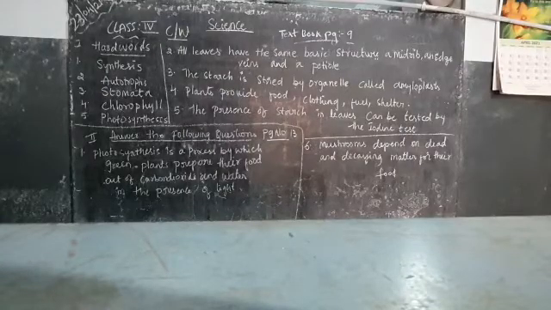Plants prepare their own food. Here we are having page number 9. We have got our lesson 2. I have written hard words. First one is synthesis. Second one is autotrophs. Third one is stomata. Fourth one is chlorophyll. Fifth one is photosynthesis. And again on page number 13 we are having the questions to answer the following.